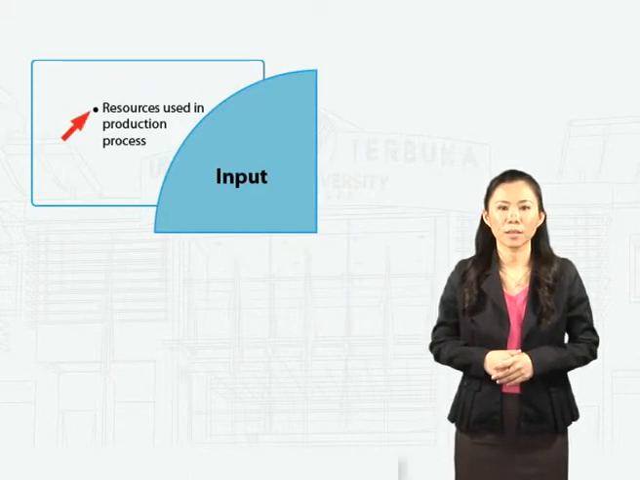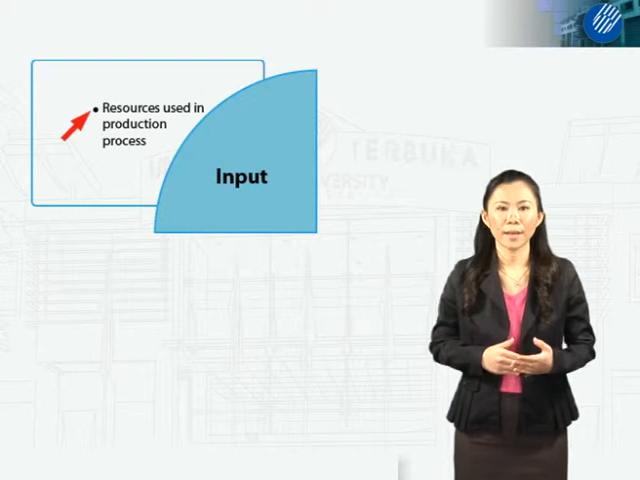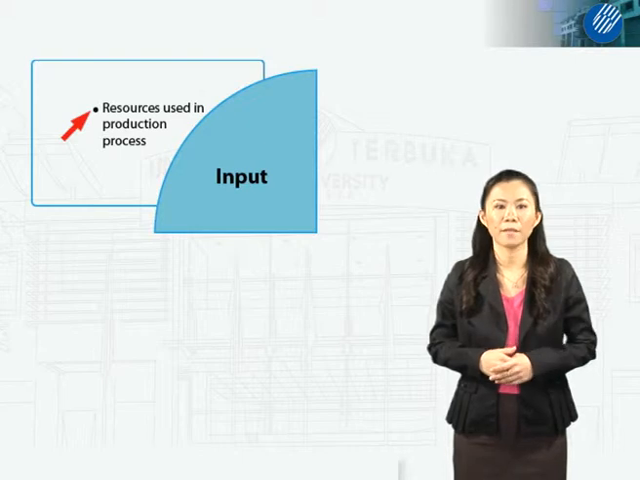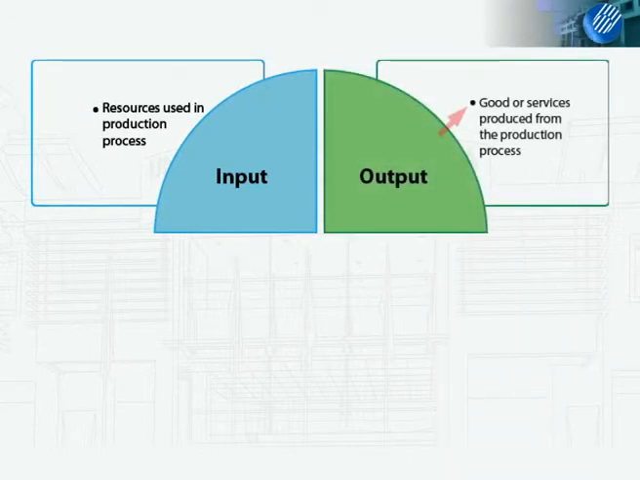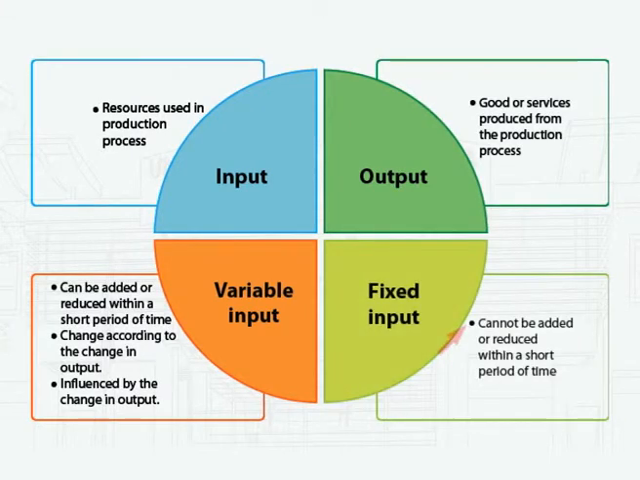Inputs are resources used in the production process, including raw materials, labor, area of production, machines, and intermediate goods purchased from other firms. Output is a good or service that is produced from the production process. Variable inputs are inputs that can be added or reduced within a short period of time. They will change according to the change in output. Their quantity is influenced by the change in output. Fixed inputs are inputs that cannot be added or reduced within a short period of time.